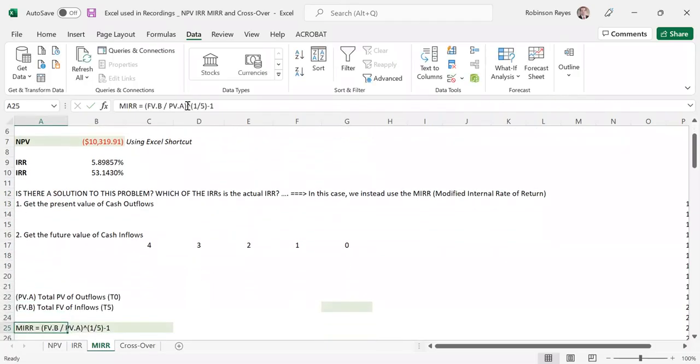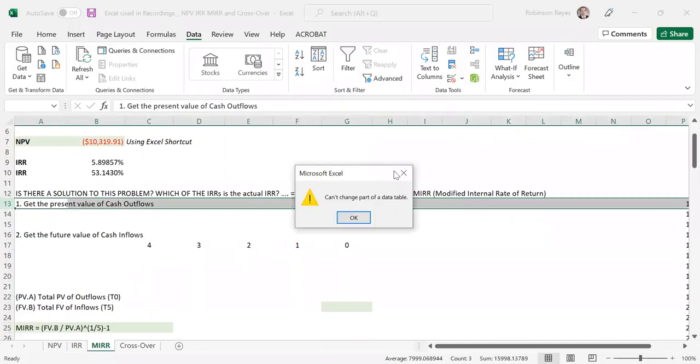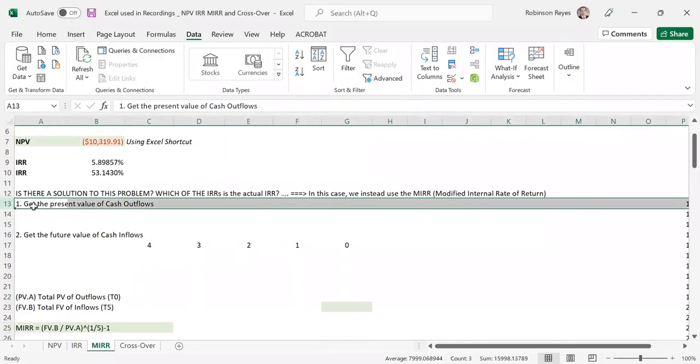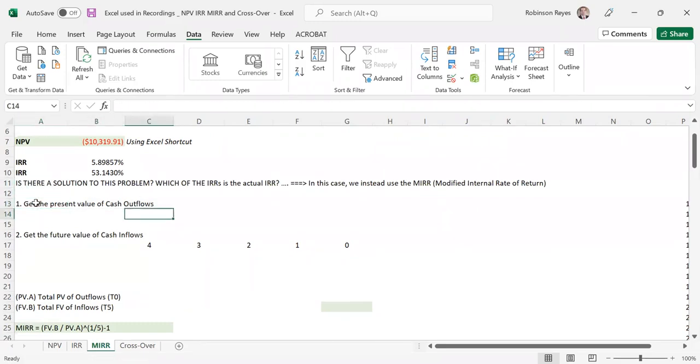So we're gonna follow these steps. I have the data table there. The first step we'll follow is, let me move this here, let's get the present value of the cash outflows.